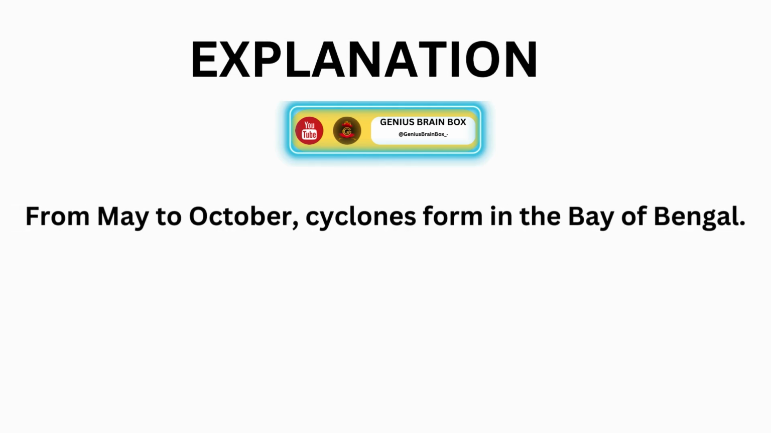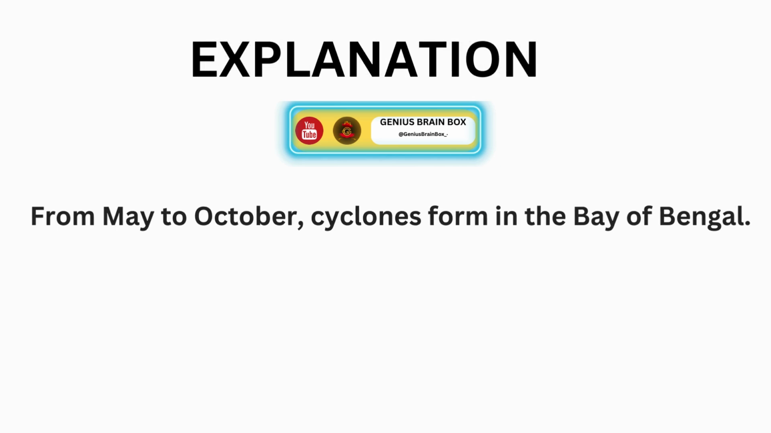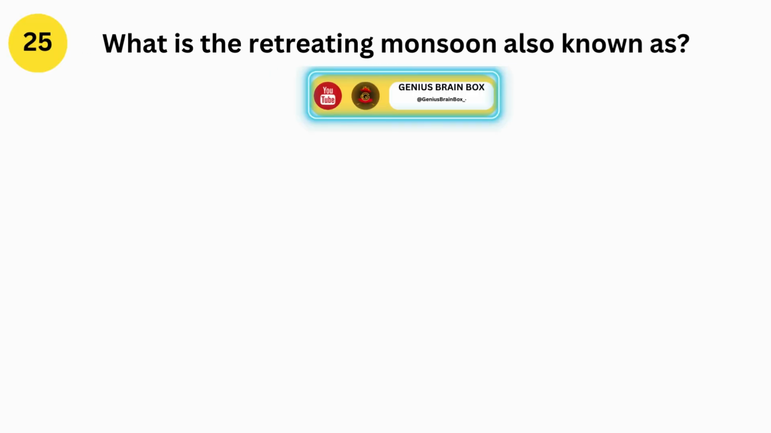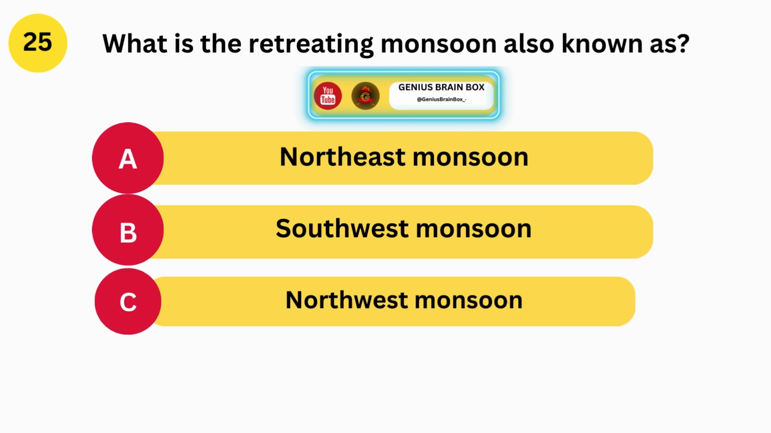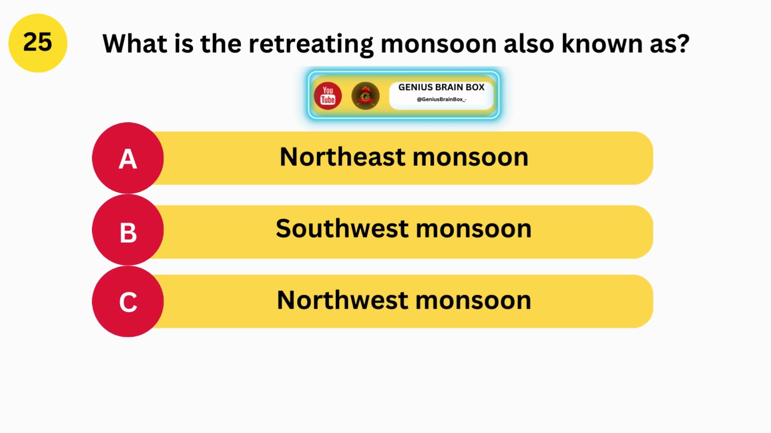Explanation. From May to October, cyclones form in the Bay of Bengal. What is the retreating monsoon also known as? Option A, northeast monsoon. Option B, southwest monsoon. Option C, northwest monsoon.